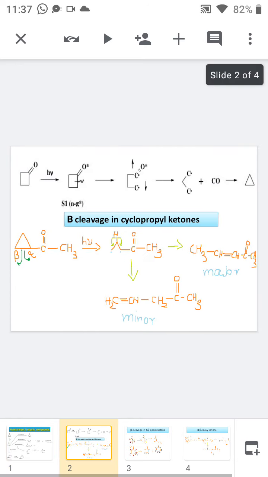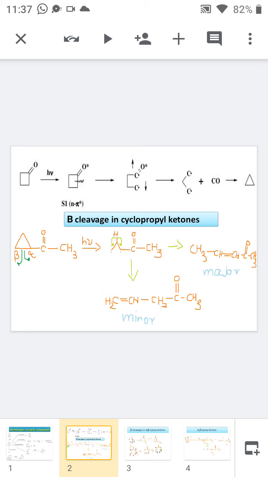Now we are moving into the next example. See here, it is a cyclic ketone. While we are irradiating with h nu, the alpha cleavage will occur and form a free radical, and it will undergo the decarbonylation and form a new radical. Since two radicals are formed here, they will combine together and form a cyclopropyl ring.